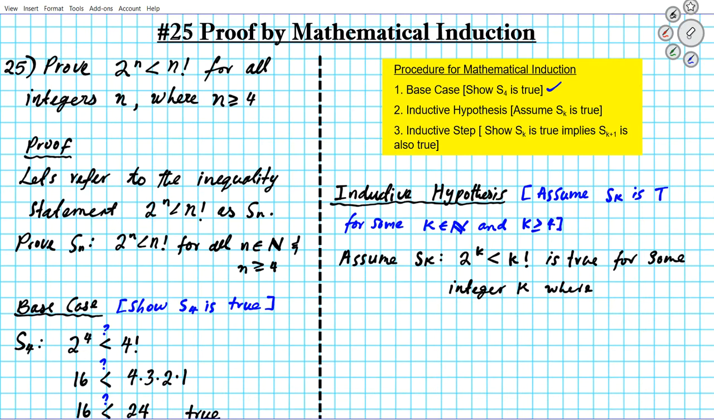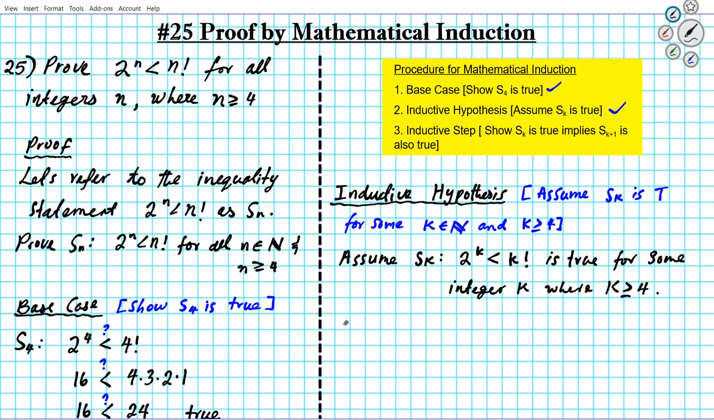We're basically looking at positive integers for some integer k where k is greater than or equal to 4. When we put this constraint, k is greater than or equal to 4, it automatically means that k is positive. So for some positive integer k greater than or equal to 4, this is sufficient. Let's assume that this statement is true. Now we can go to the next step.